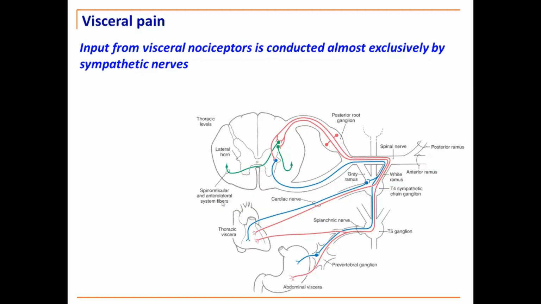Okay, so we have input from our visceral nociceptors. It's conducted almost exclusively by sympathetic fibers. Now, the sympathetic nervous system and the parasympathetic nervous system, divisions of the autonomic nervous system or the visceral system, were often considered in the past to be mainly motor, in other words efferent, traveling through sympathetic nerves, such as your splanchnic and cardiac nerves, or parasympathetic, such as your vagus and pelvic. But actually, they do have viscerosensory or visceral afferent fibers, and they have some very important roles.